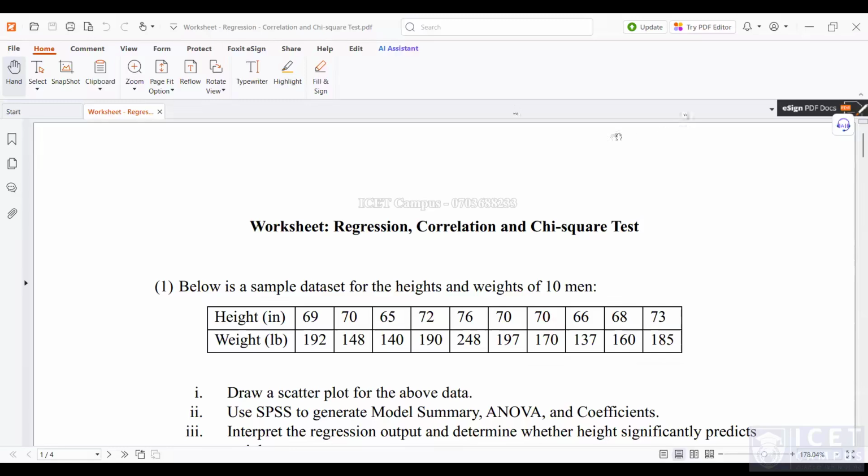Right, let's start to discuss from the tutorial of the last day. That is about regression, correlation, and chi-square test.